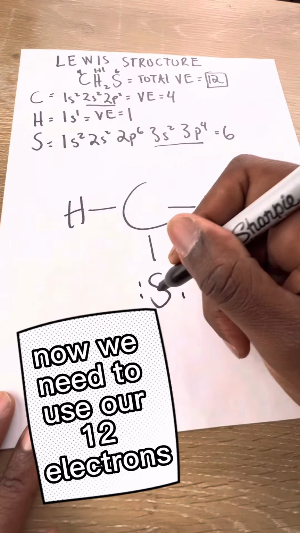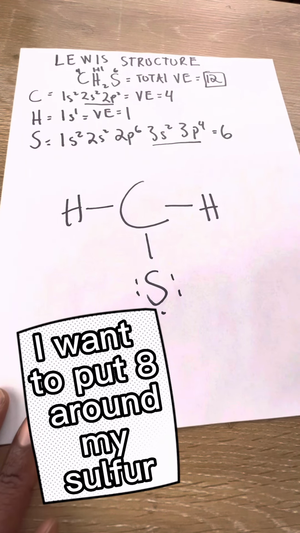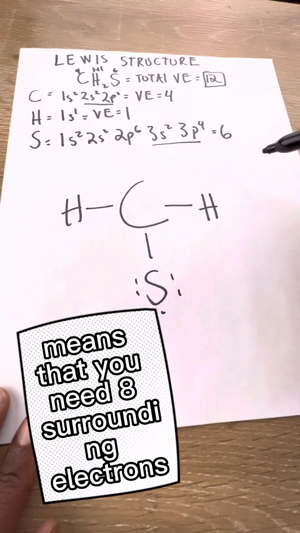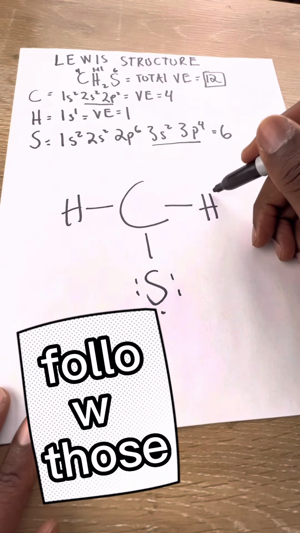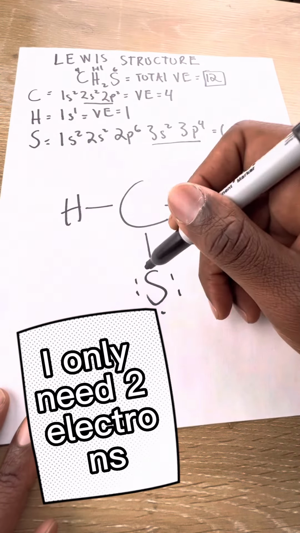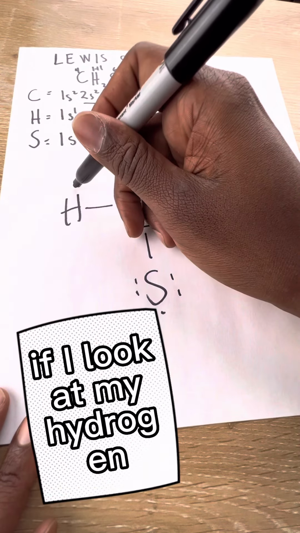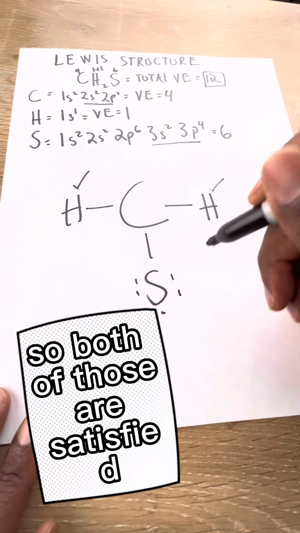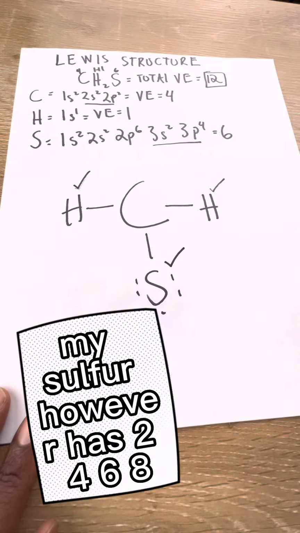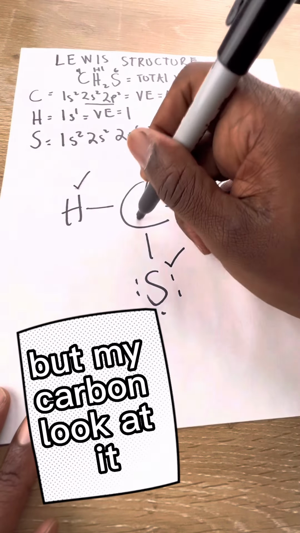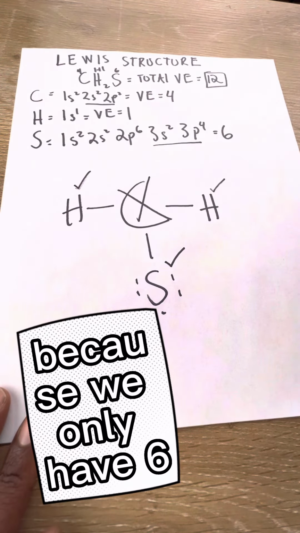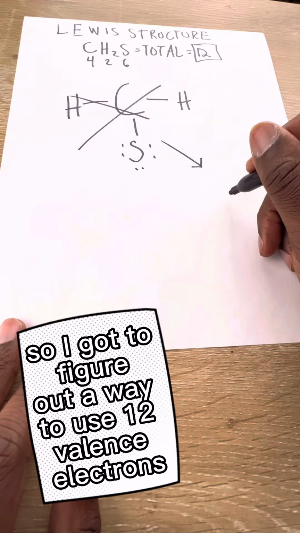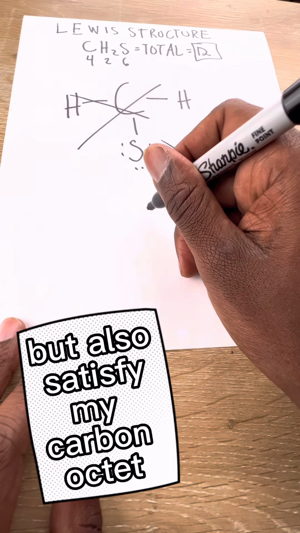Now we need to use our 12 electrons. I'm going to put 8 around my sulfur because it needs to satisfy the octet rule. The octet rule means that you need 8 surrounding electrons. Sulfur and carbon follow that. Hydrogen follows the duet rule, so I only need 2 electrons around there. If I look at my hydrogen, it's satisfied because the lines mean there's 2 electrons. So both of those are satisfied. My sulfur has 2, 4, 6, 8, which is also satisfied. But my carbon is not satisfied because we only have 6, and I've already used all of my 12 valence electrons. So I have to figure out a way to use 12 valence electrons, but also satisfy my carbon octet rule.